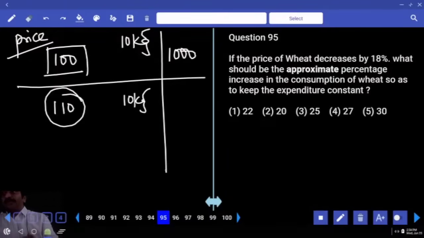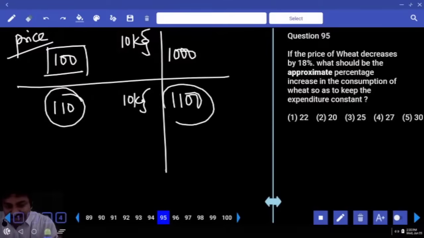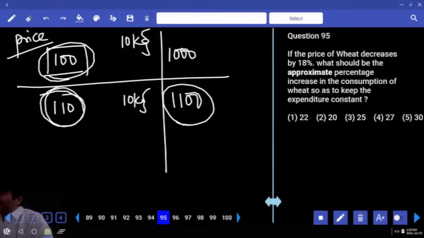Previous month, how much did you pay for rice? 1000 rupees. Now if you buy 10 kgs at the rate of 110 rupees, how much will it cost? This is expenditure only. Is expenditure increased or decreased? Increased. Earlier it was 1000. Now it is increased by 10%. Correct? If price increases by 10%, the final effect goes to expenditure. Expenditure also increases by 10%. If price increases by 20%, expenditure also increases by 20%.